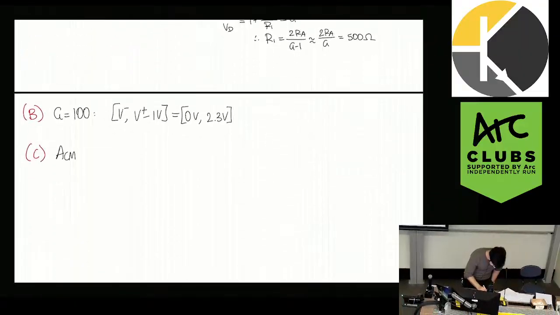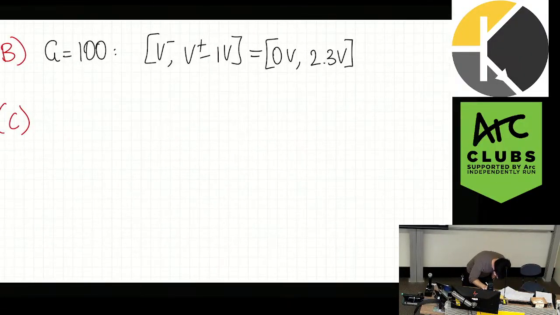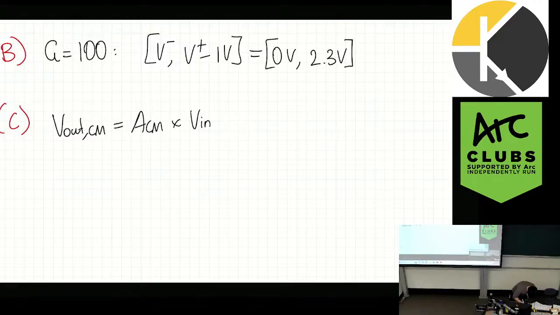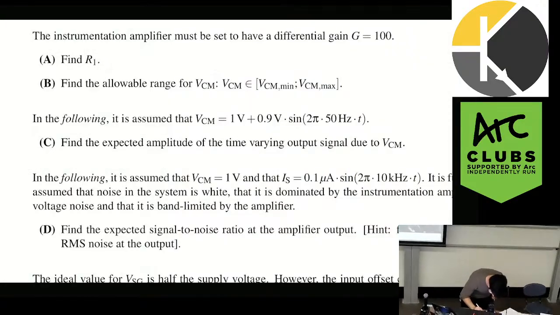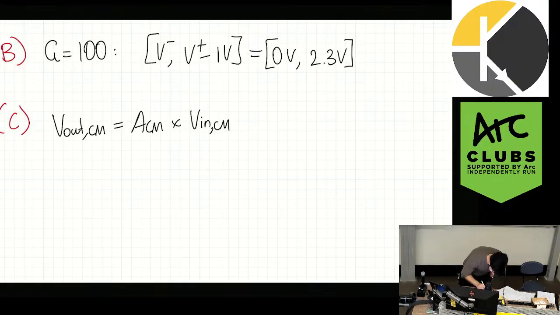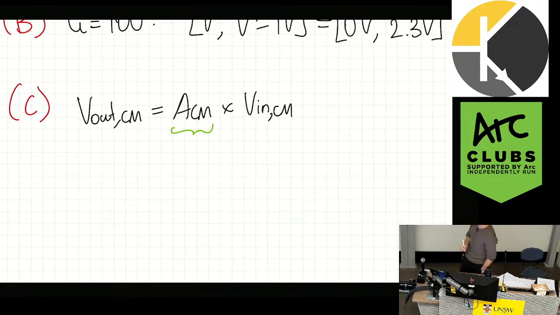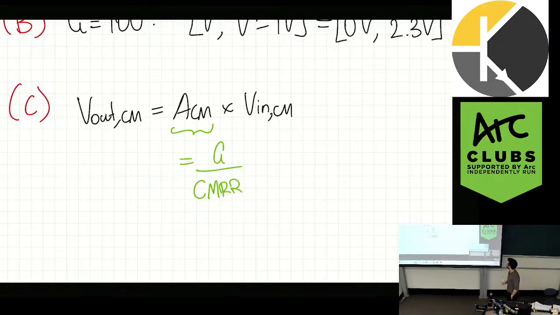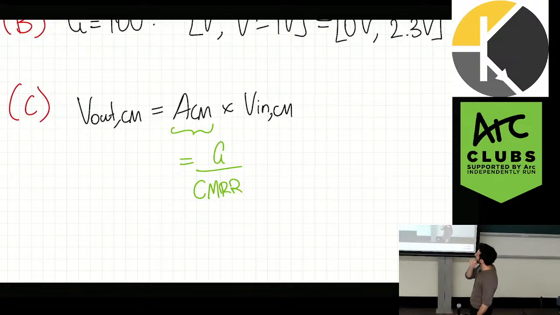So just to make this clear what I mean, the output due to the common mode signal is equal to the common mode gain multiplied by the common mode signal. That's all I mean. And the common mode is given on the data sheet, so we're going to look at the data sheet. Oh, actually, you have to do a bit of work, I forgot. The common mode gain is essentially going to be the gain divided by the common mode rejection ratio. So what this means, an intuitive way of thinking about it, is that the common mode rejection ratio just says how good my amplifier is at rejecting any common signals.